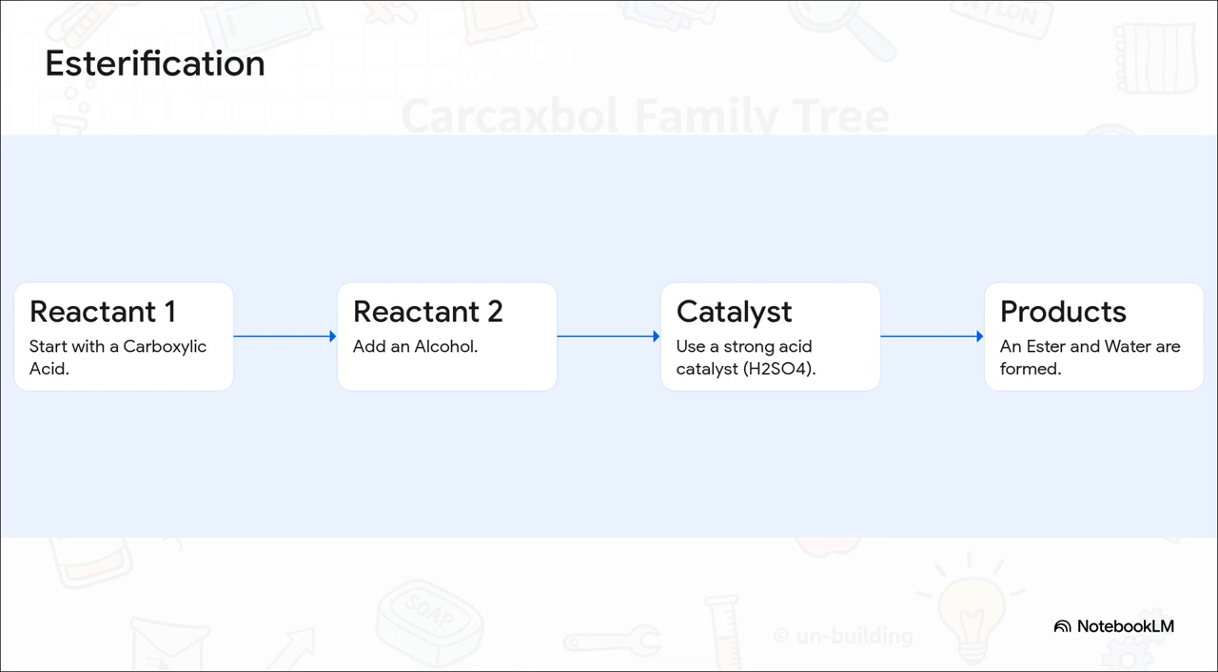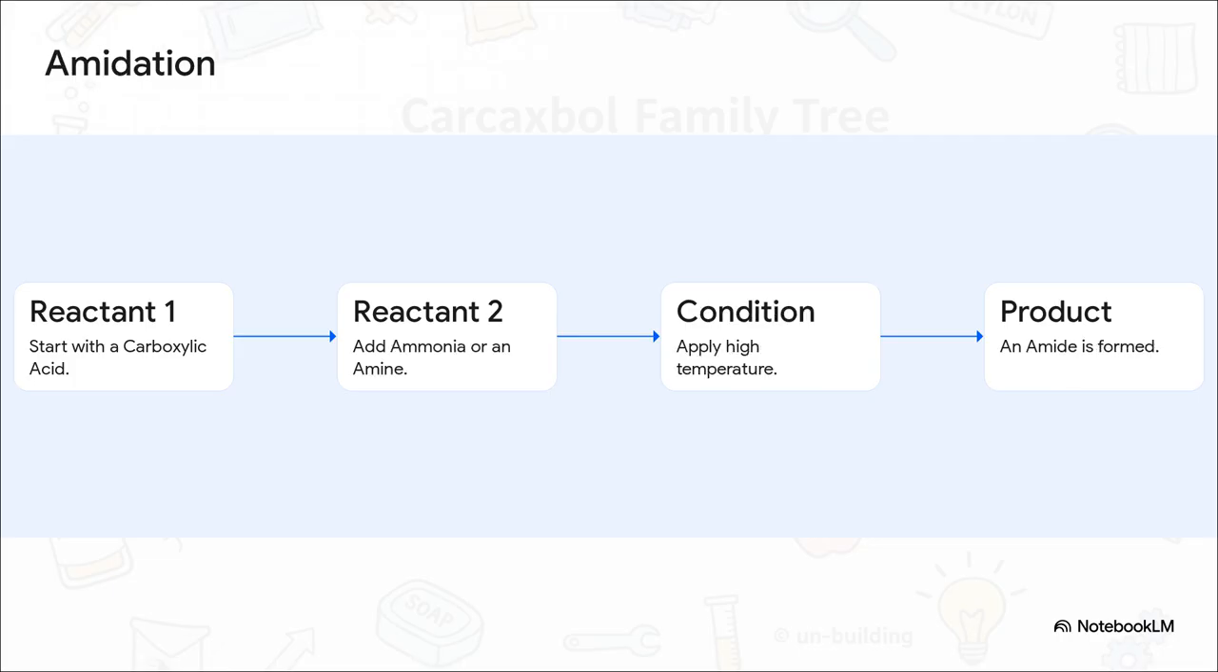The OH from the acid and an H from the alcohol, they combine and they leave as a water molecule, which lets the two bigger pieces link up, and boom, you formed your new ester. It's a really elegant swap. And guess what? Creating an amide follows a strikingly similar script.